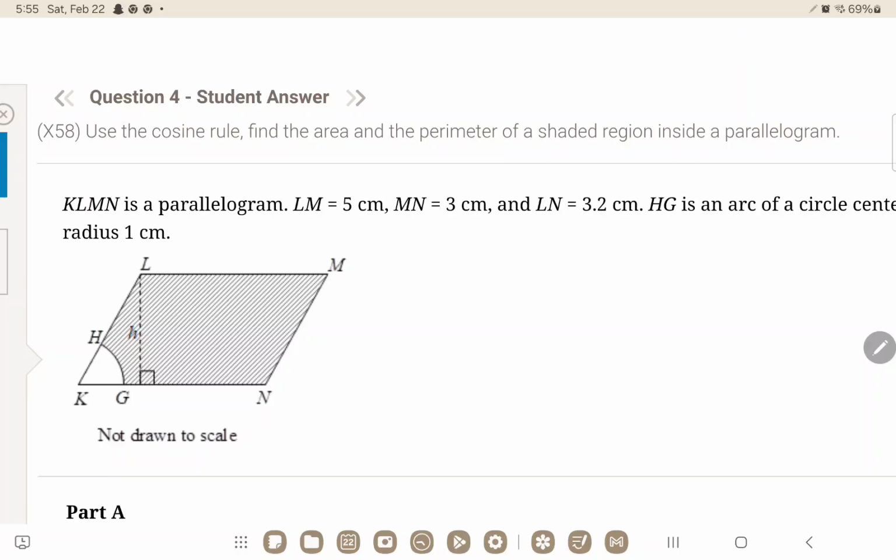Now they want the circumference. Circumference is way easier. This is 5, this is 3, this is 5, this is 3. 5 plus 3 plus 5 plus 3 gives you 16. So perimeter equals 16 of the shape.